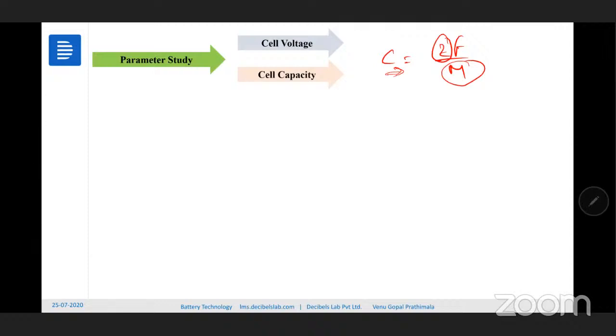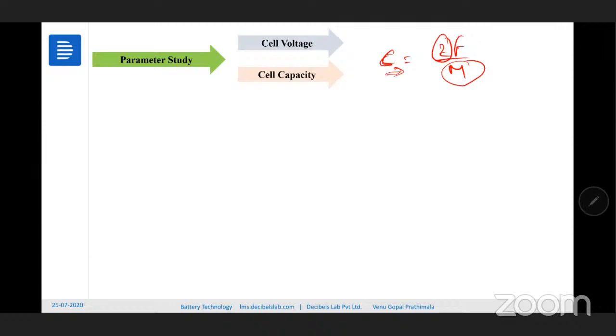Okay. So one trade-off point here is that increasing the molar mass will decrease your cell capacity. But what I'm telling is to increase the amount of active material that goes into the cell, which means by decreasing the unwanted material, increase the amount of active material, then it will increase your cell capacity. So for a given area or a given volume, we have to make sure that we can keep more active material inside the cell. Then it will increase your cell capacity.